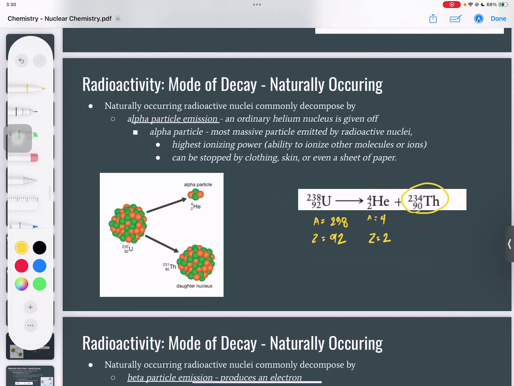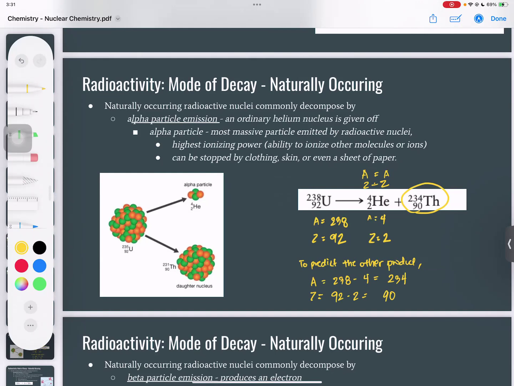So to predict the other product, you just subtract. It should be balanced, right? The A should be equal to the A, the Z equal to the Z. So 238 minus 4 is equal to 234. Z, 92 minus 2, is equal to 90. Then, what do you do next?